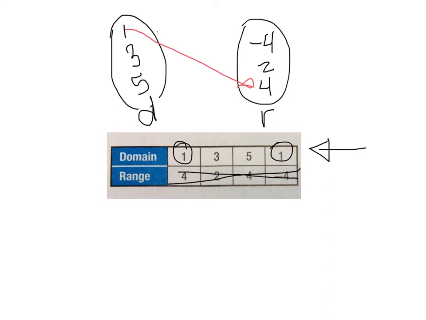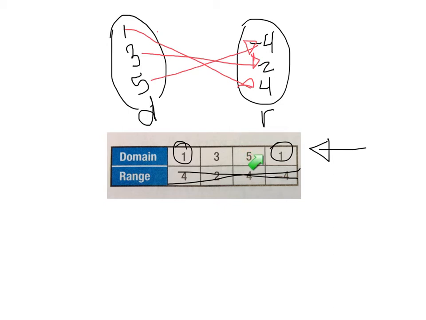Next, 3 is paired with 2. So I'll have an arrow from 3 to 2. Okay, so far so good. Next, 5 is paired with 4. We're still good. Each member of the domain is paired with exactly one member of the range.